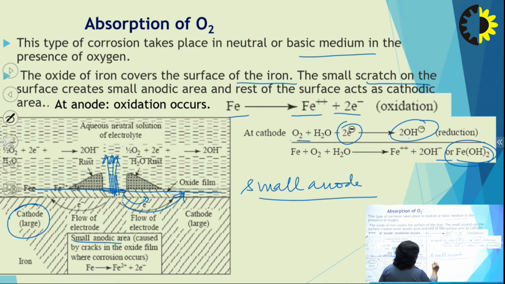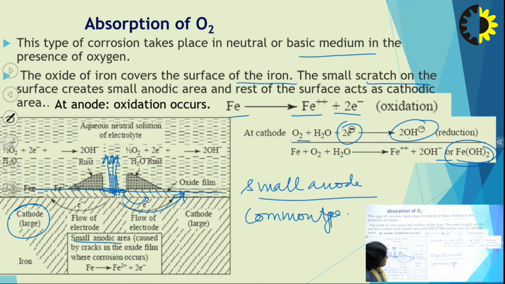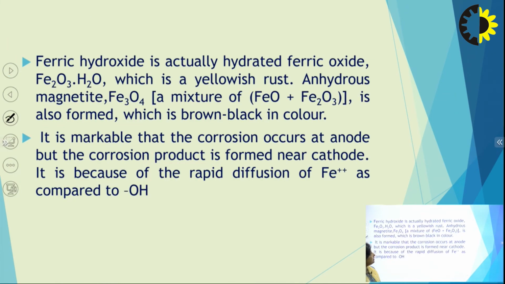Generally, it is the common type of corrosion. When the corrosion occurs from a pit, then it is referred to as pitting corrosion. There are different kinds of classification of corrosion. The basic theory will remain the same.